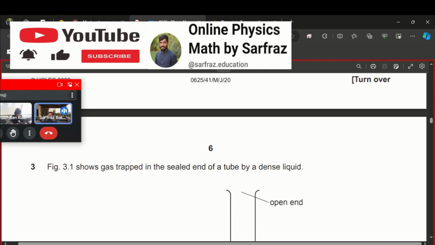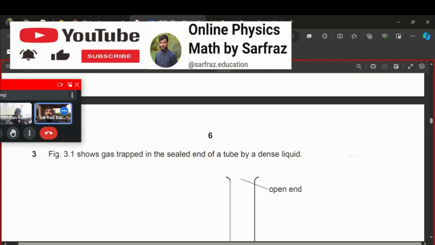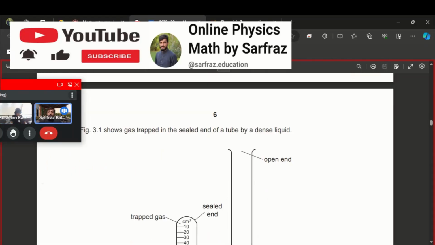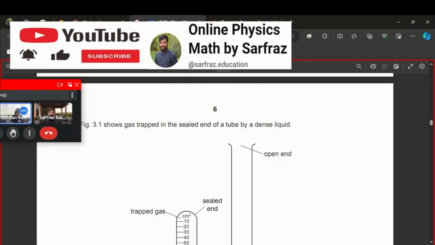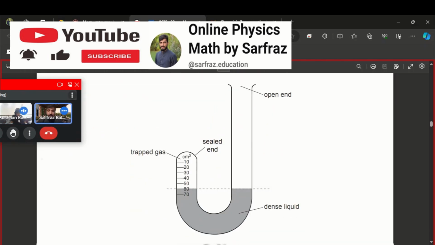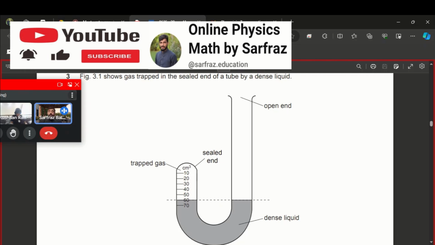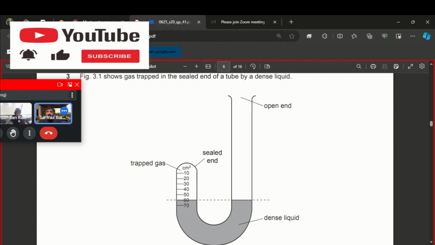The question says that figure 3.1 shows a gas trapped in a sealed end of a tube by a dense liquid. Here you can see the tube is open on one side and closed on the other side. On the left side you can see a gas trapped in this tube, and the volume of the gas is shown as 60 centimeter cube.